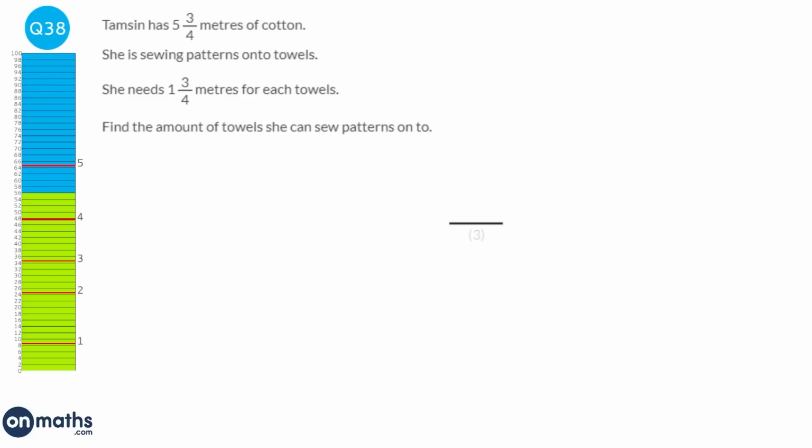So this question is asking us really to divide the 5 3/4 by 1 3/4. So we're going to do 5 3/4 divided by 1 3/4, because we're finding out how many of each of these towels, which is 1 3/4 meter, can be made when the total amount of cotton is 5 3/4. So first thing we're going to do is convert them to top-heavy or improper fractions, because at the moment they're mixed numbers and we can't divide or times if they're mixed.